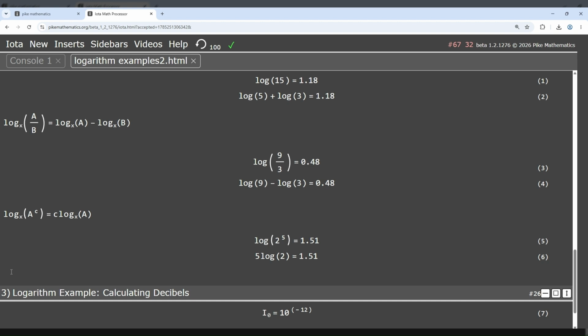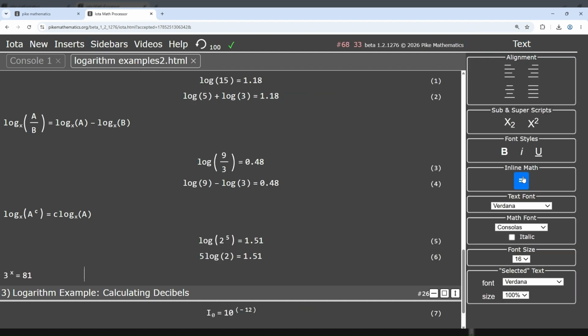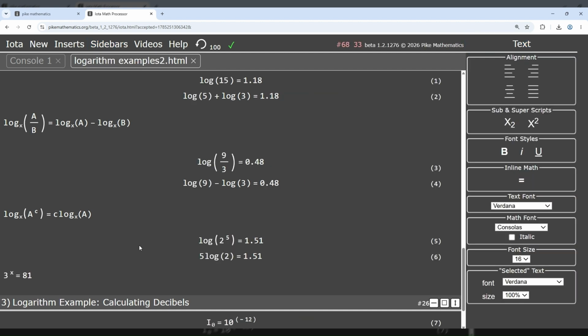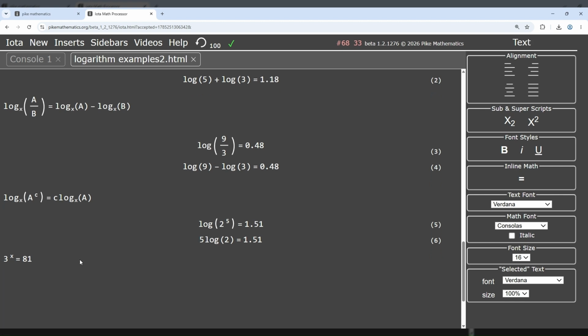And here's another good example of it. Let's say I had 3 to the x equals 81. I'm going to use our text editor to format that in a better way. There we go. So let's say I've got this: 3 to the x equals 81.